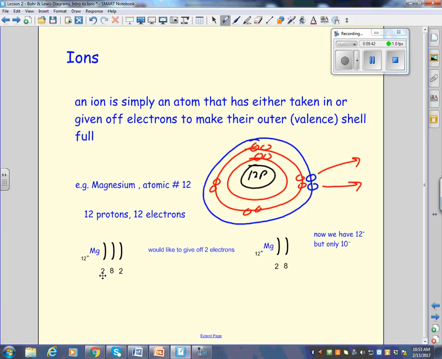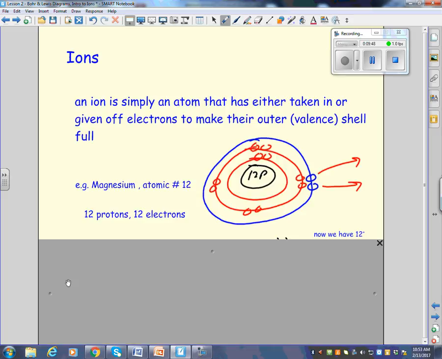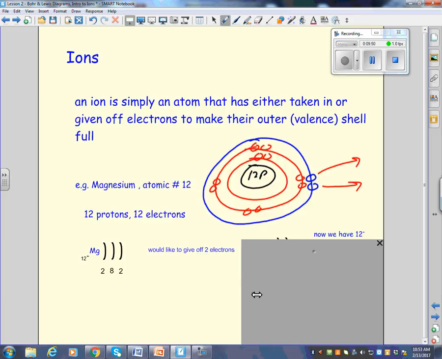It's got 2 in the inner shell, 8 in the next, and 2 in the next. Right? I'm just going to cover that up. Okay, so you should draw this down here. 2, 8, 2 adds up to 12. It would like to get rid of those guys. Get them out of here.